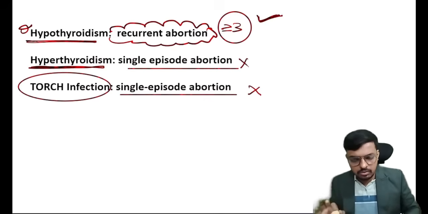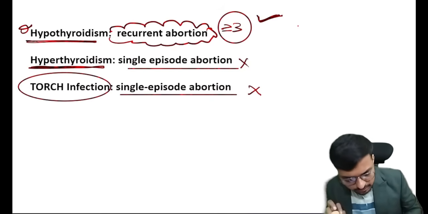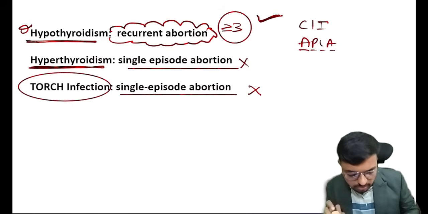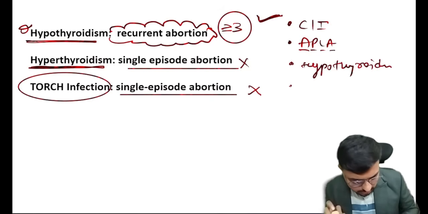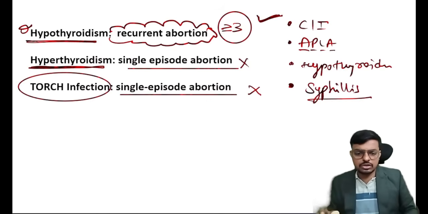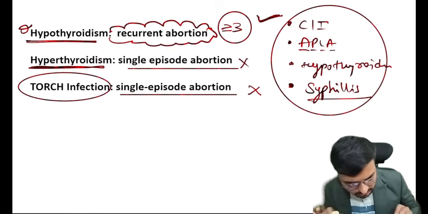Very important: for recurrent abortion in the second trimester, we have to consider, first, cervical incompetence. Second is APLA syndrome, that is, antiphospholipid antibody syndrome. Along with that, hypothyroidism and congenital syphilis infection. Only these conditions have the ability to cause recurrent abortions. Other than these, everything will be a single episode of abortion.